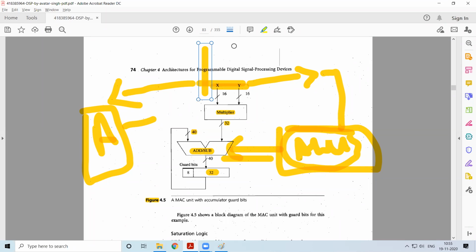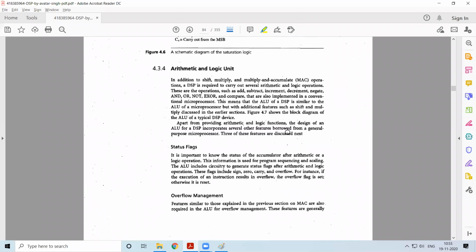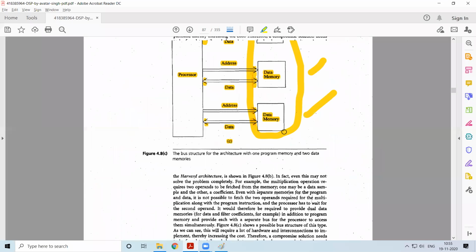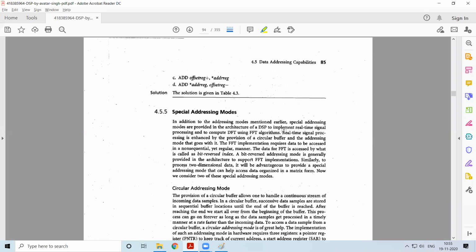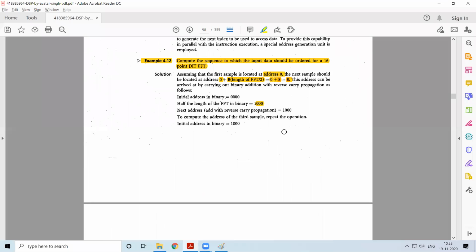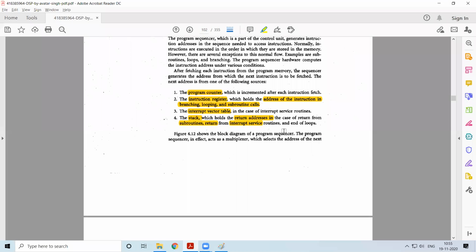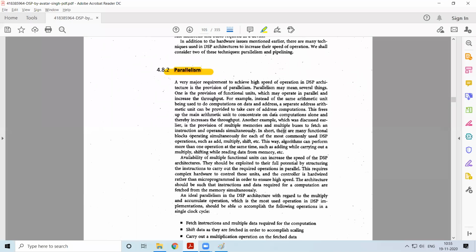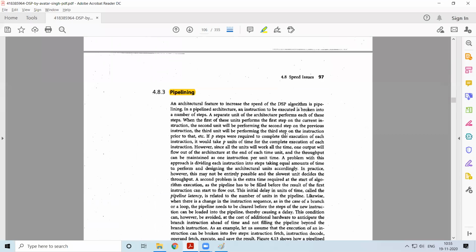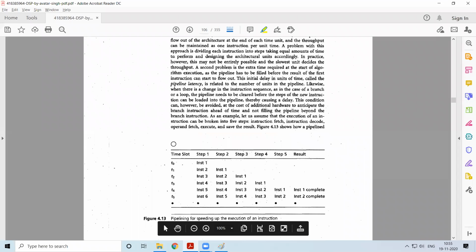So this also improves the speed with which the DSP executes. Parallelism and pipelining are basically achieved in this case in order to improve the speed with which the execution goes around. So this is what we are doing.